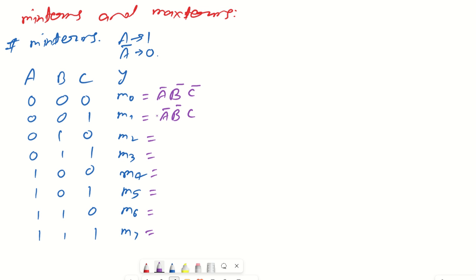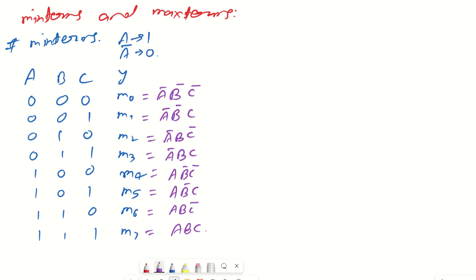Understood? So what will be that? A bar, B, C bar. It will be A bar, B, C. Then it will be A, B bar, C bar. Then A, B bar, C. Then A, B, C bar. And it will be A, B, C. So you can see A, B, C, all the three are 1, 1, 1. Then it is M7, that is min term 7.